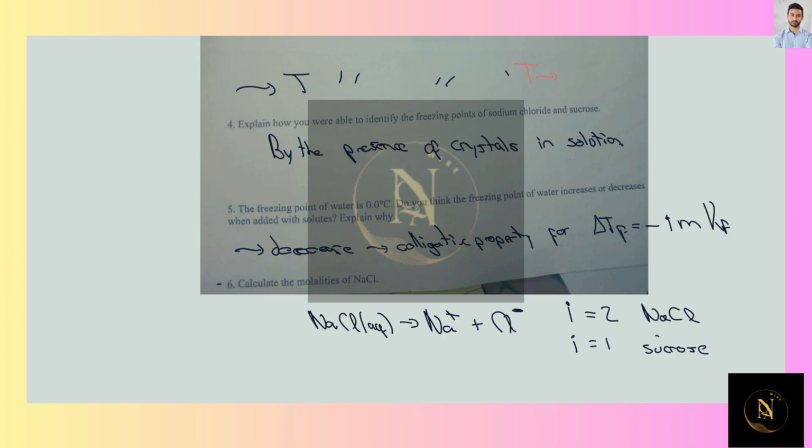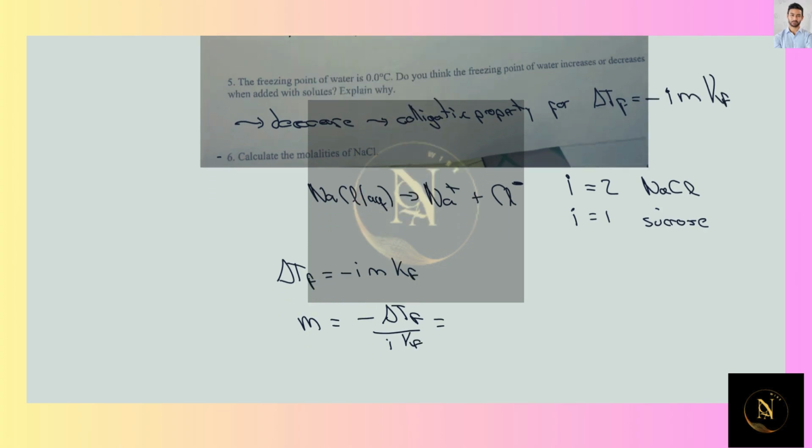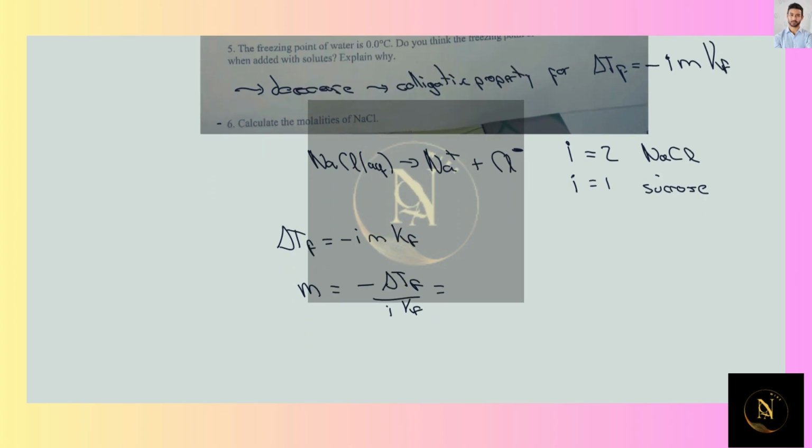And to calculate the molalities of NaCl, what you're going to do is calculate the ΔTf, which would be equal to minus i times molality times Kf. So the molality would be equal to minus ΔTf divided by i times Kf. So the value for the change of the freezing temperature is going to be the value coming from your lab report. i is going to be equal to 2, and Kf is going to be the cryoscopic constant of water.